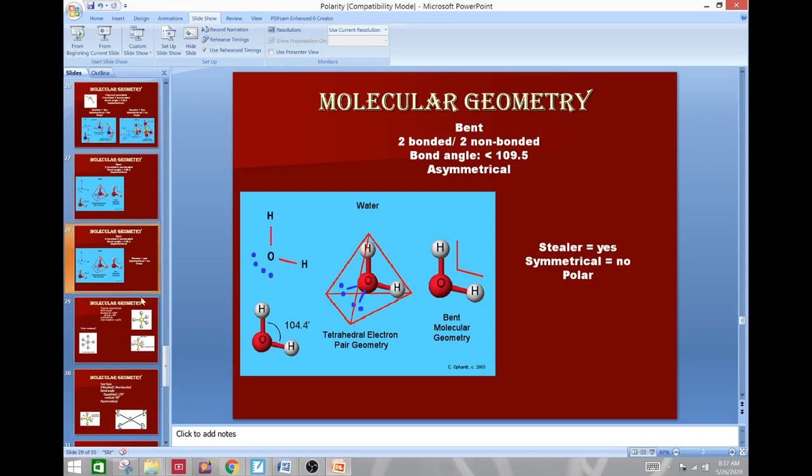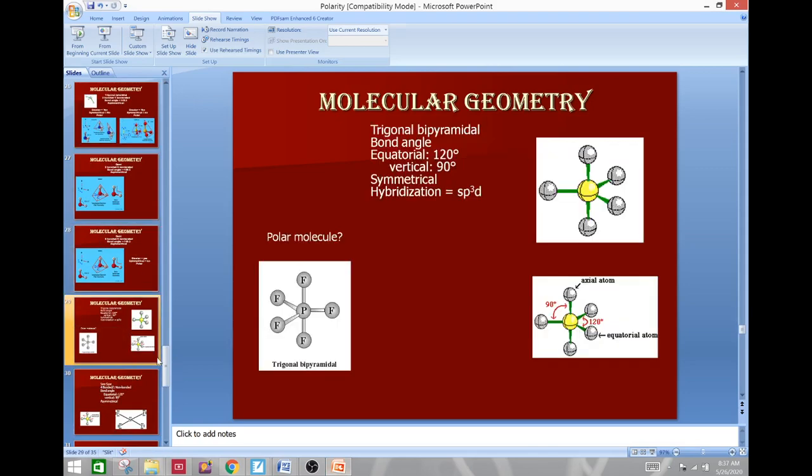Okay, so here we go. Moving along, five things off the center: trigonal bipyramidal. So we have this situation here. I think we can get this thing spinning here if we do this. There we go.